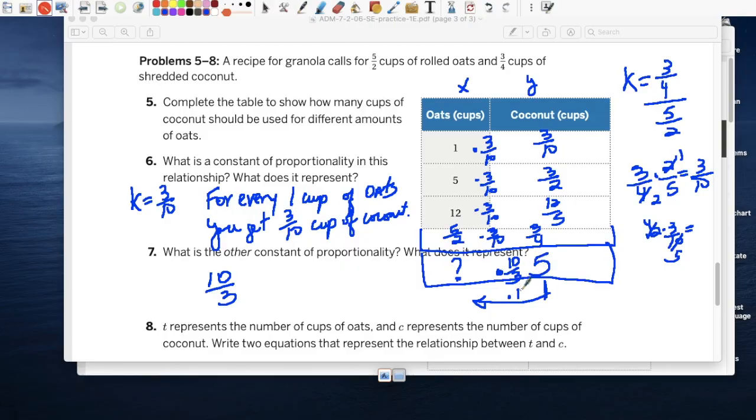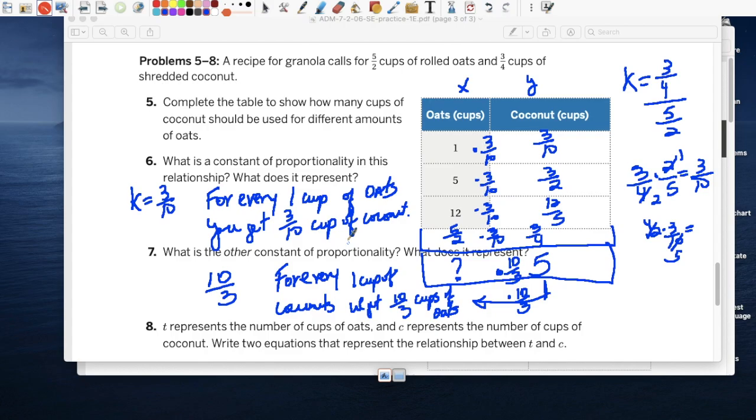It will be 1 times 10 over 3. So any number going from coconut to oats will be times 10 over 3. That means that for every 1 cup of coconuts, we get 10 over 3 cups of oats. And that's what that 10/3, the other constant of proportionality, stands for. T represents the number of cups of oats, and C represents the number of cups of coconut.